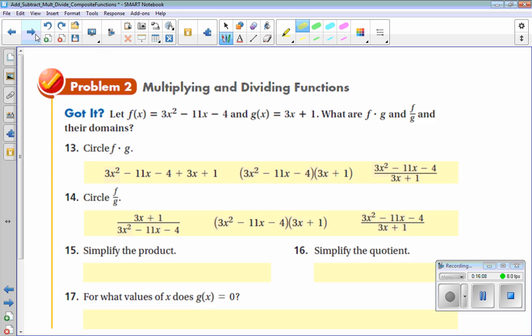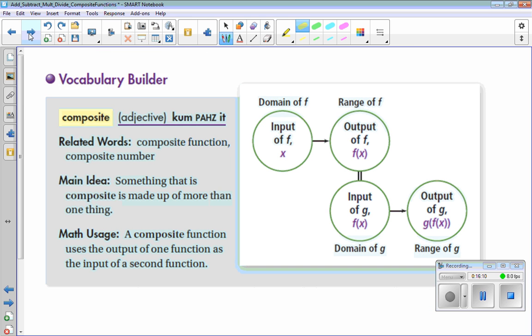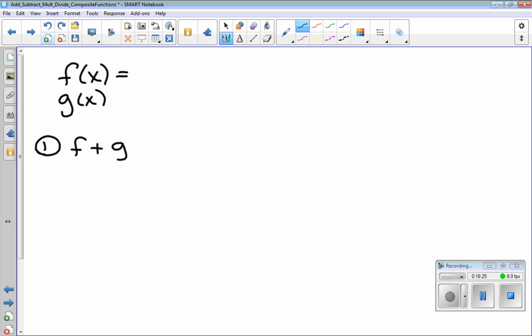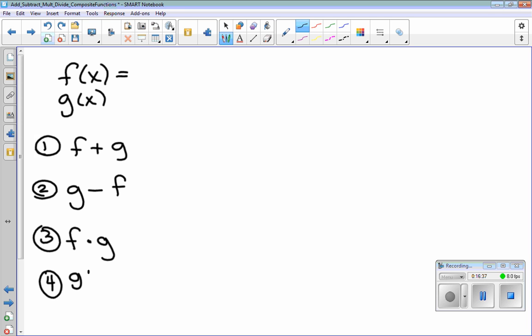All right, so I'm going to give you 2 more here. No, we're not doing composition today. I'm going to give you an F, and I'm going to give you a G, and I want you to find all these things. I want you to find F plus G. I want you to do G minus F, so the order is going to matter here. I want you to do F times G. And I want you to do G divided by F. That's not that hard. So I'm going to write your functions.